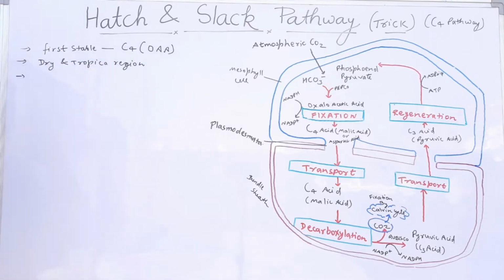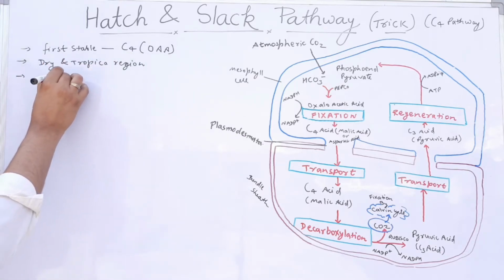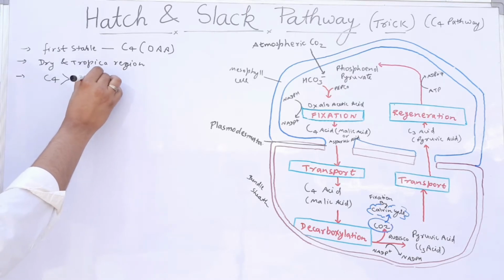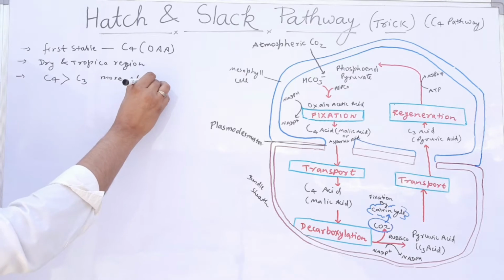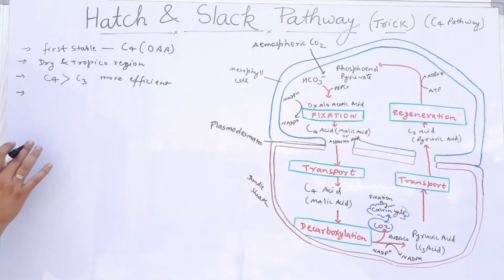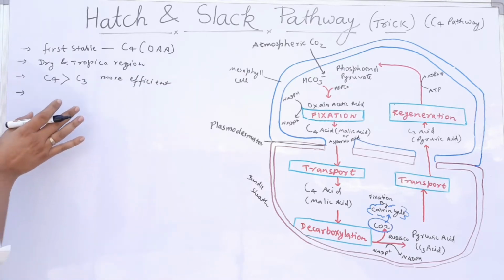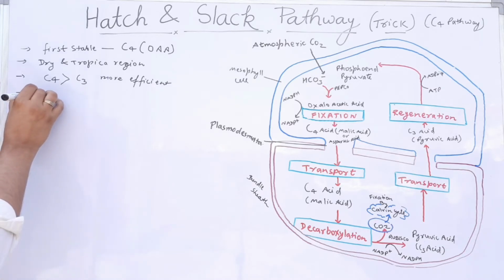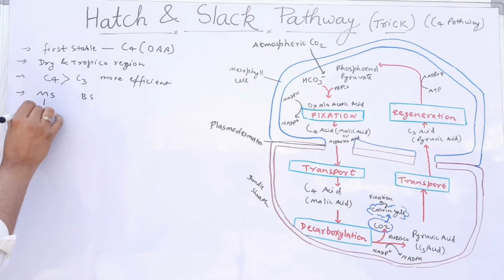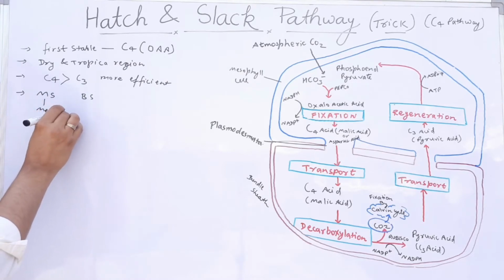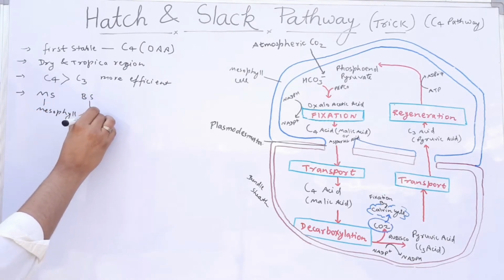And one more thing, C4 plants are more efficient than C3 plants. This whole C4 pathway is completed in the mesophyll cell and the bundle sheath cell.